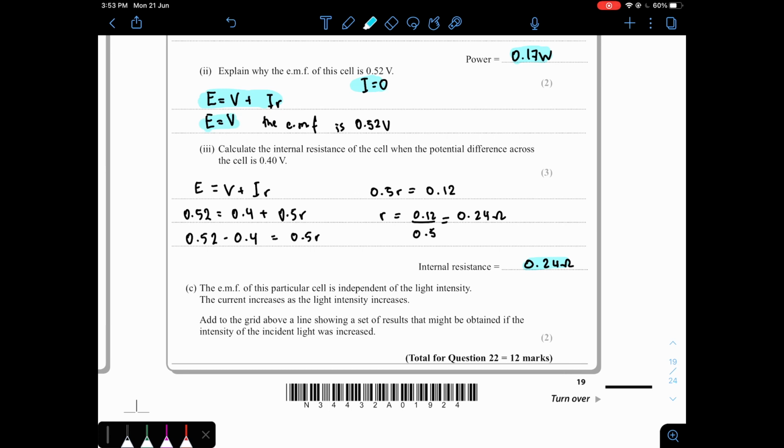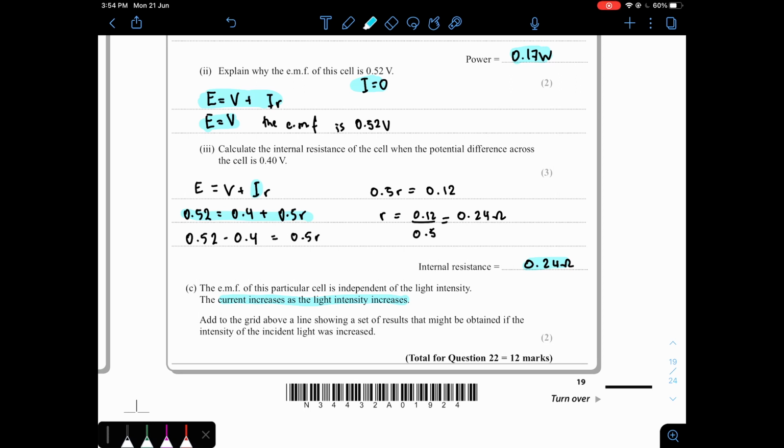Okay, the 3 marks for here are, it's saying that obviously the answer, and we have to look at the lost volts, right? We have to work out the I and this equation here. Okay, the EMF of this particular cell is independent of light intensity. The current increases as the light intensity increases.